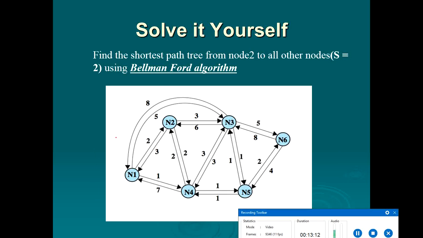And I have one more example. So the same example, now what you need to do: in the demo, what I have done is I have taken node 1 as the source node. Now you need to take node 2 as the source node, and from node 2 find the path to all other nodes using the Bellman-Ford algorithm.